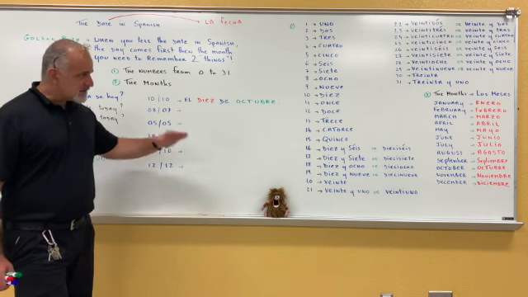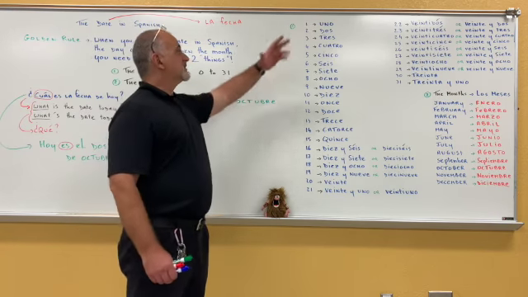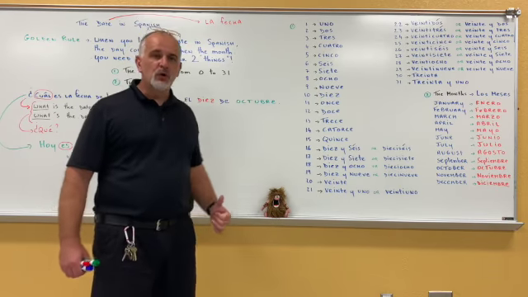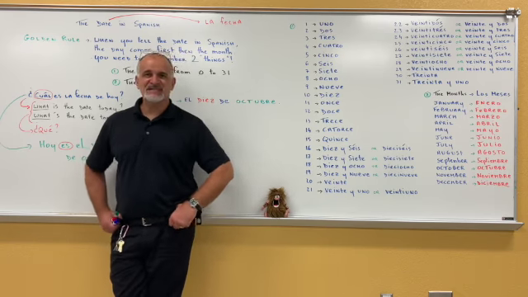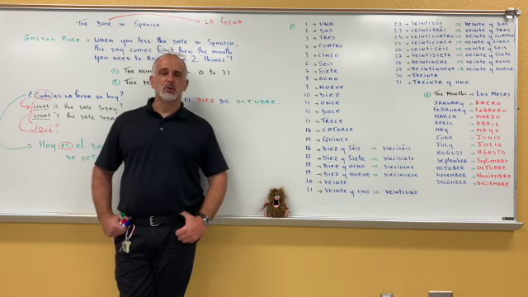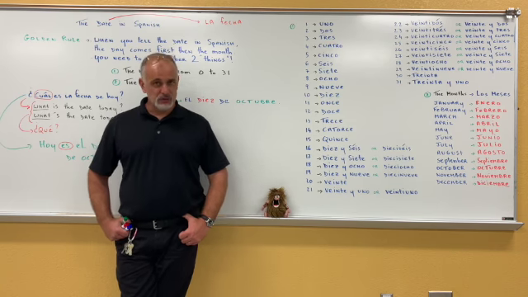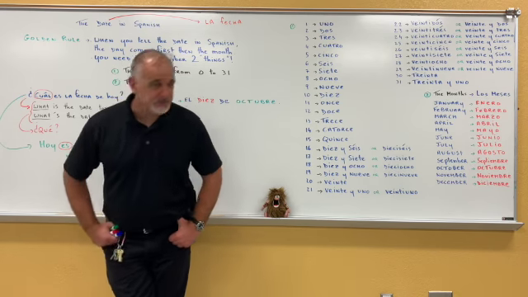So anyway, let's review the numbers just a little bit for all time's sake. All right, let's go. You ready? All the way from 1 to 20. 1, 2, 3, 4, 5, 6, 7, 8, 9, 10, 11, 12, 13, 14, 15, 16, 17, 18, 19, 20. Look carefully.